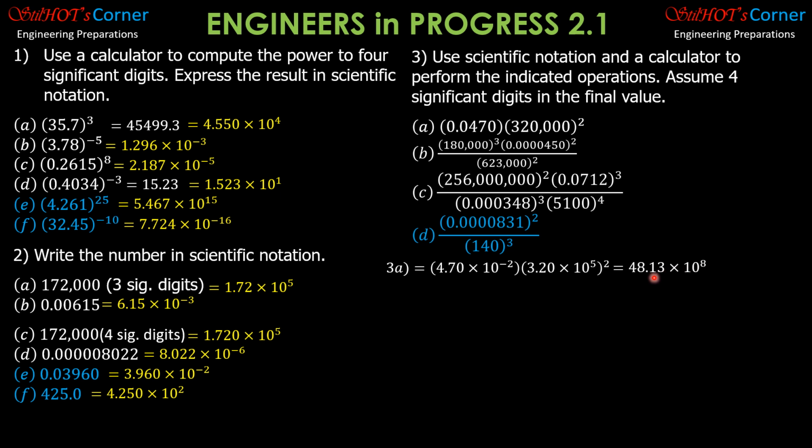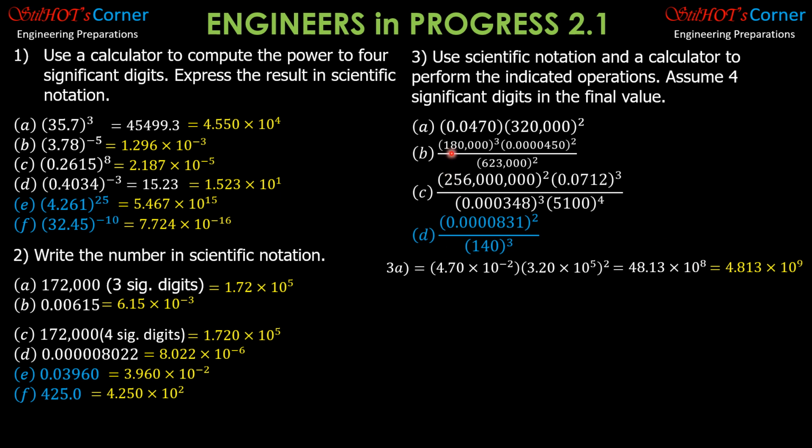But this is not the proper way of expressing the value in scientific notation. So we have to move this decimal once to the left. So this is 4.813 times 10 to the 1, then times 10 to the 8. So it becomes 4.813, to 4 significant figures, times 10 to the 9. So the final expression is 4.813 times 10 to the 9.